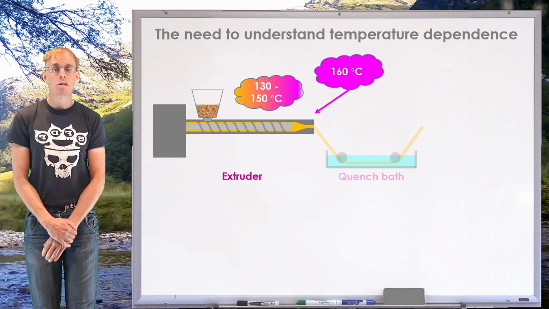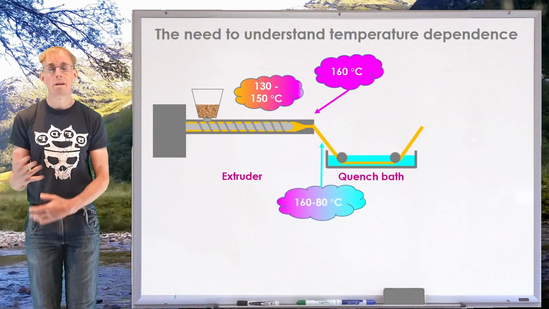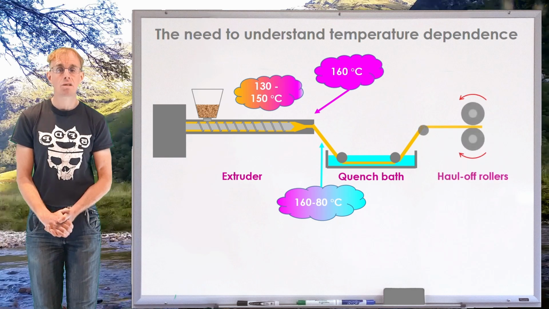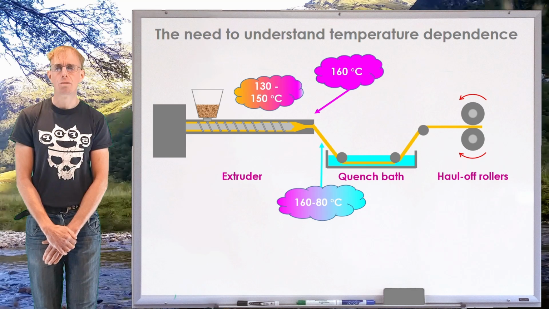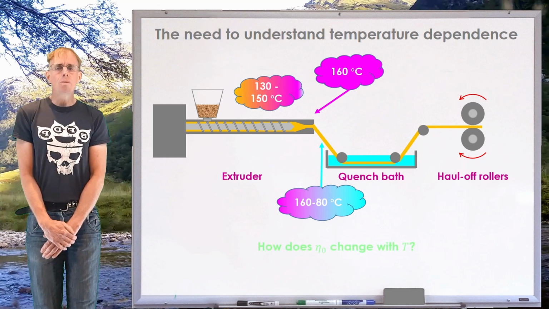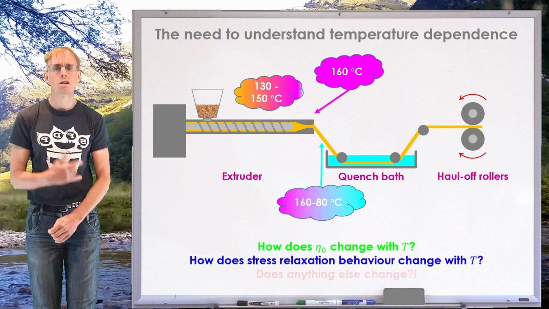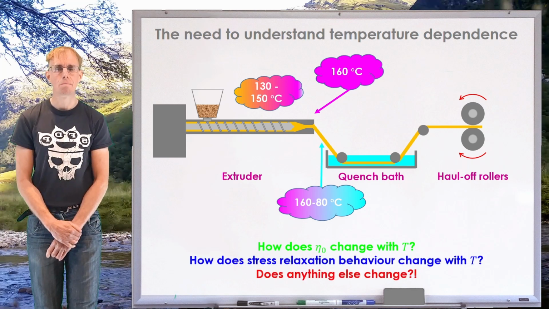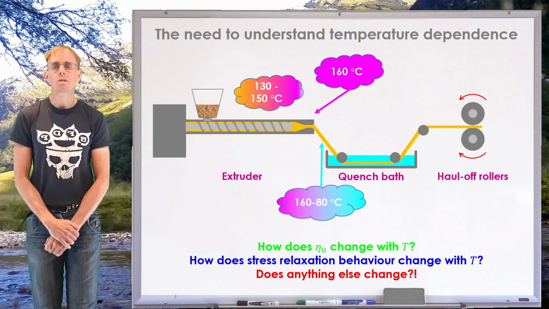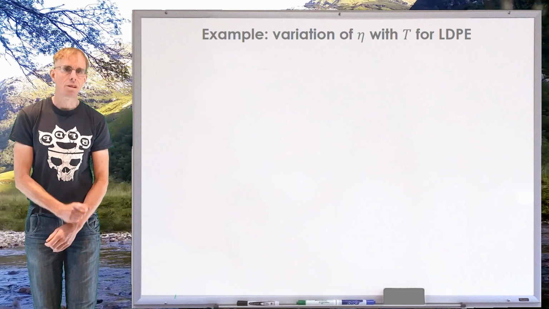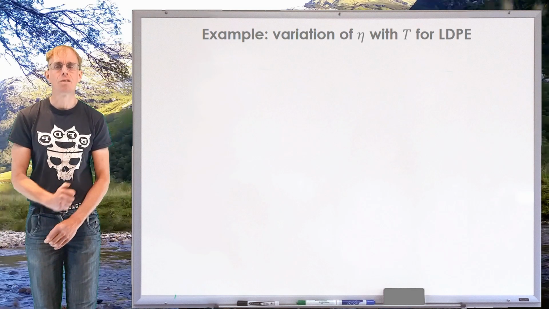Then we have our extrudate emerging and going into a quench bath, so we have a big temperature gradient potentially there, 160 to maybe 80 degrees, and then downstream we've got our processing equipment in terms of haul-offs and so forth. So really what we'd like to understand is, how does apparent viscosity change with temperature? Does our stress relaxation behaviour change with temperature? Does anything else change with behaviour that we need to know about? And so what we find is that yes, things do change with temperature, and yes, we can, to a reasonable extent, predict how that's going to happen.